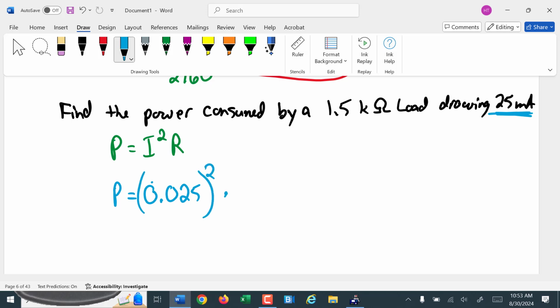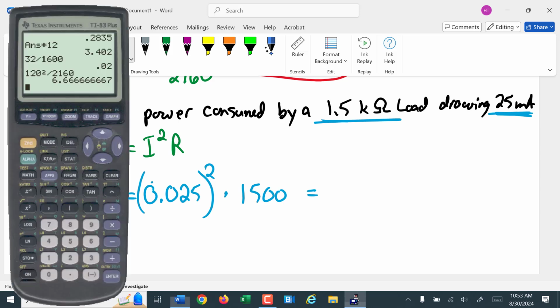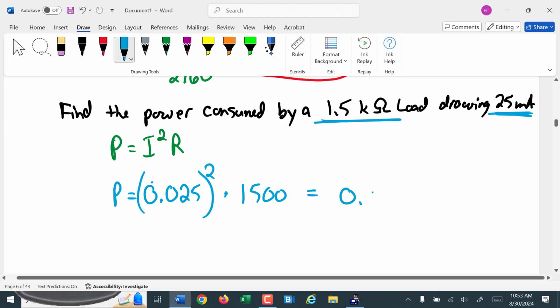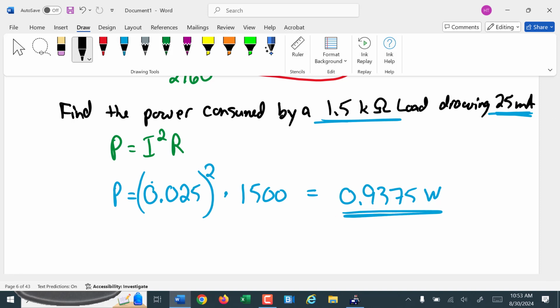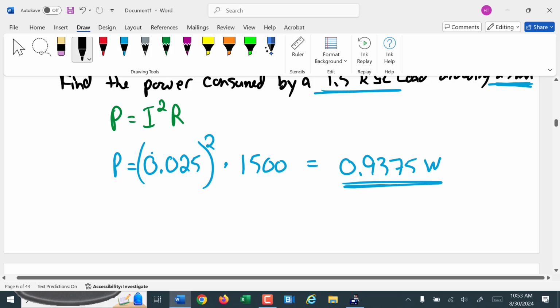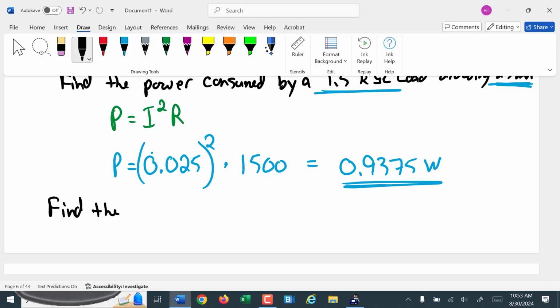So what goes in for I? 0.025, and yes, that's going to be squared. Then for the resistance, 1,500. Perfect. So again, in the calculator, 0.025, then squared times the 1,500. We get 0.9375 watts.